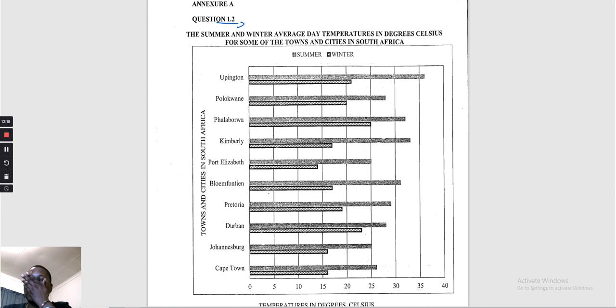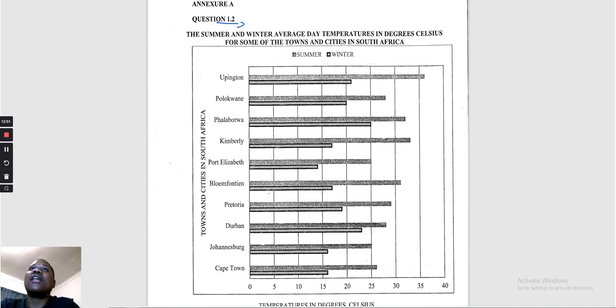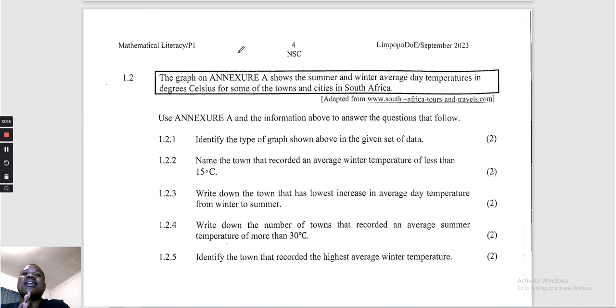Okay. So when you observe there, we have the towns and cities in South Africa: Cape Town, Johannesburg, Durban, Pretoria, Bloemfontein, Port Elizabeth, Kimberley, Phalaborwa, Polokwane, Upington. So we have summer, we have winter, and then we have the temperature there. Every time you see this is summer, this is winter. Then let's go to the question. The first question: identify the type of the graph shown above in the given set of data. Which type of graph is this one? We have lots and lots of different graphs, guys. But this one that we are dealing with here, we call it a double bar graph. Why do we say double bar graph? Because we have a bar graph. Why don't we just say bar graph?